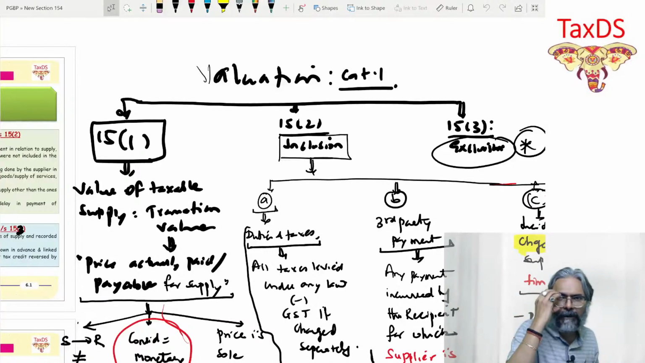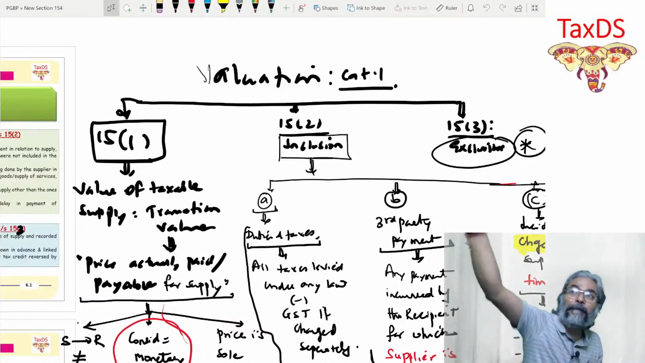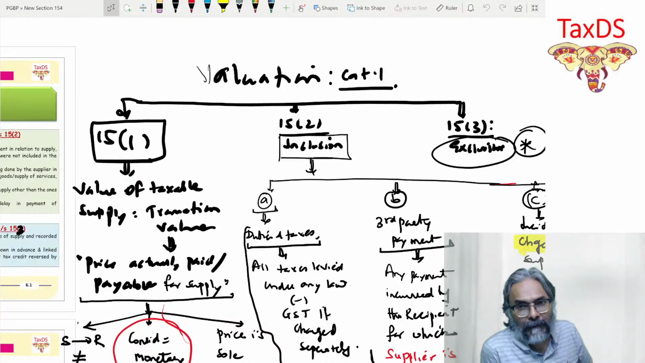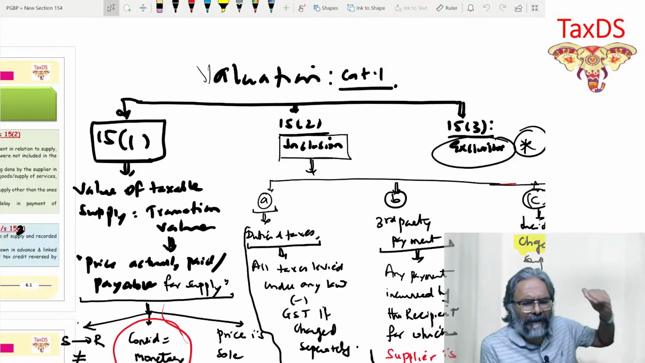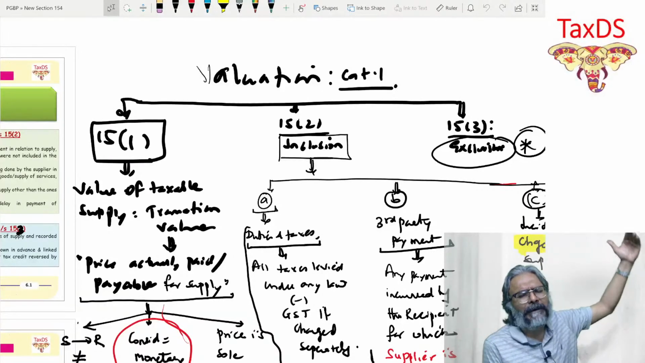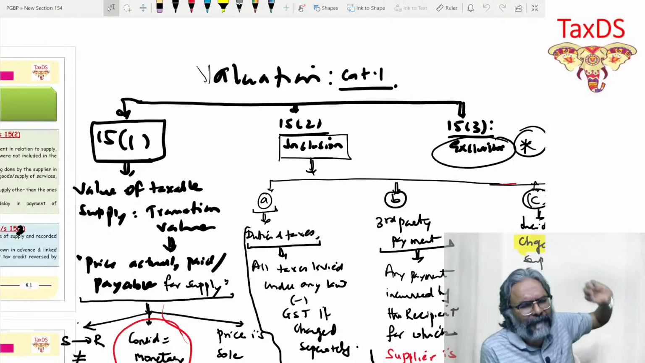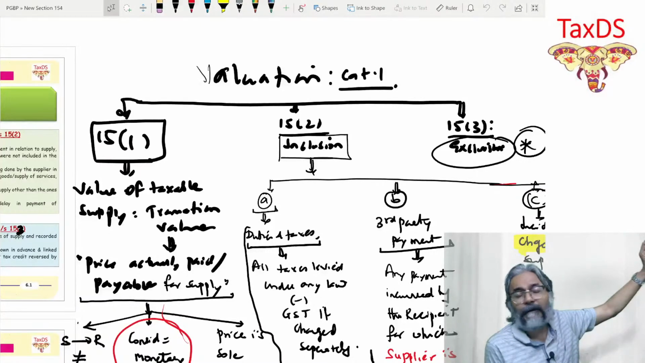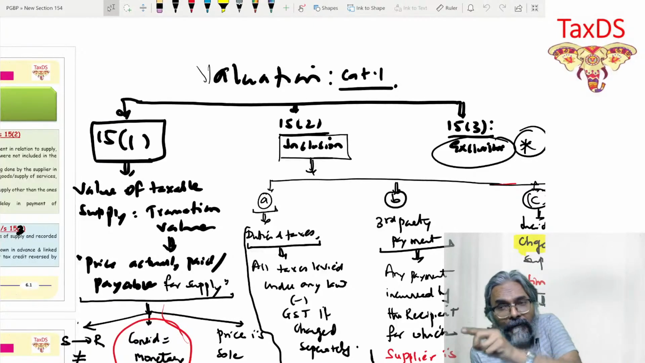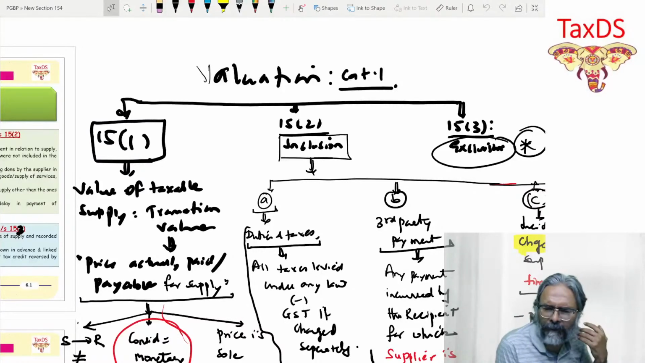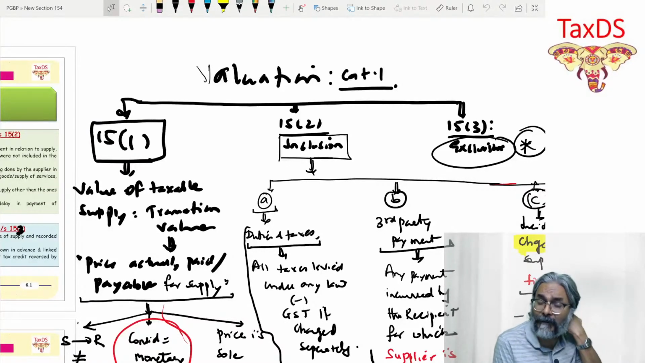I have given you the third condition also, and the third condition was that the recipient should provide monetary consideration. It should be only monetary consideration. Why have I given you a third condition? Because in the valuation rules, under Rule 27, you will come to know that if the consideration is partly monetary and partly non-monetary, or 100% non-monetary, then you will have to refer to the valuation rules.